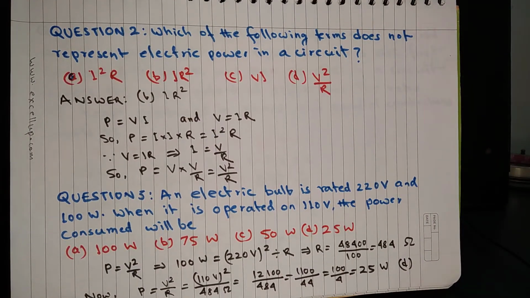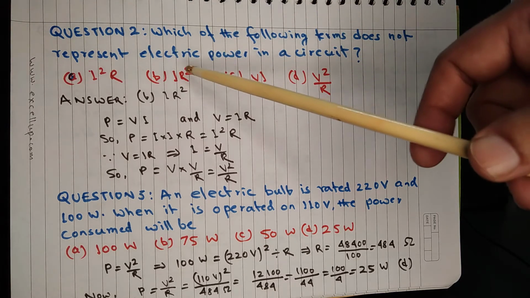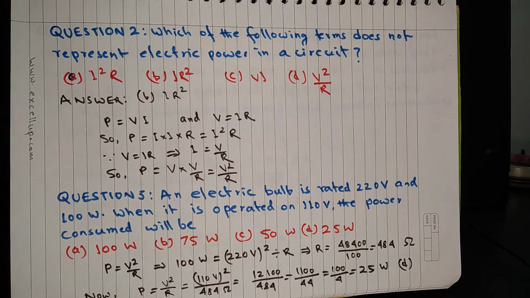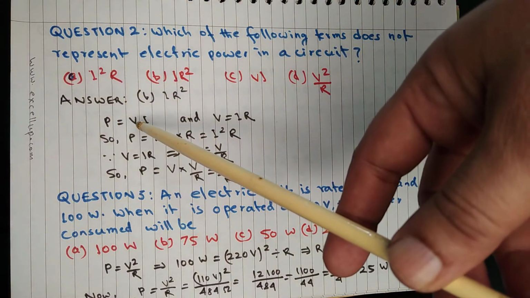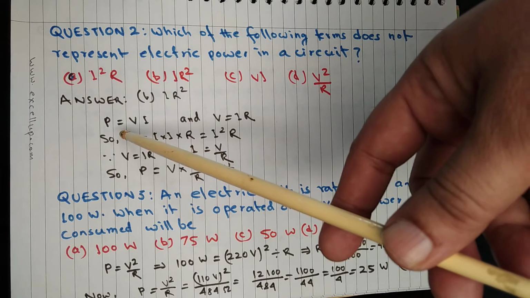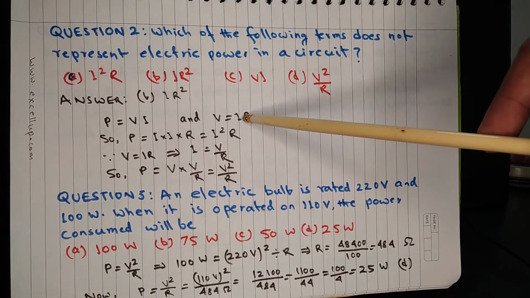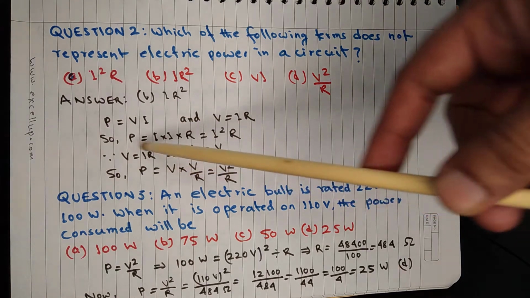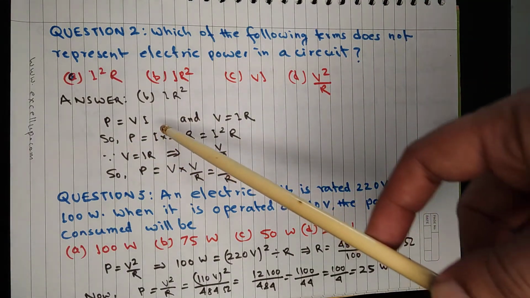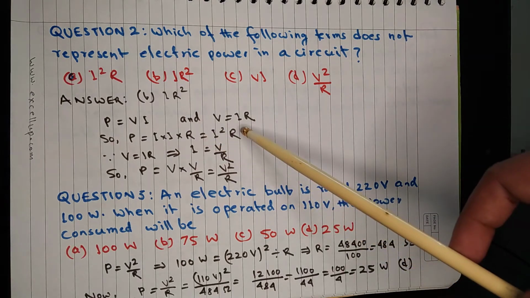Question 2. Which of the following terms does not represent electric power in a circuit? The answer is B, I R square. Let us see why it is so. We know that power is equal to VI, that is P is equal to voltage multiplied by current, and we know that V is equal to IR. So if we substitute this value of V in this formula, then we get P is equal to I multiplied by I multiplied by R, which is I square R.